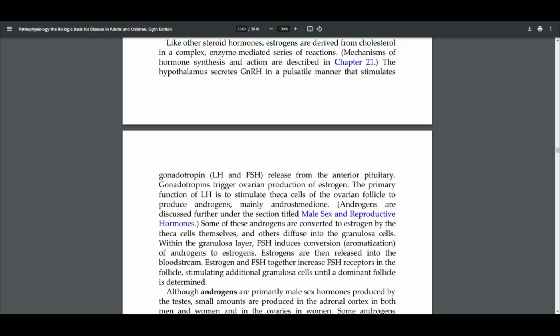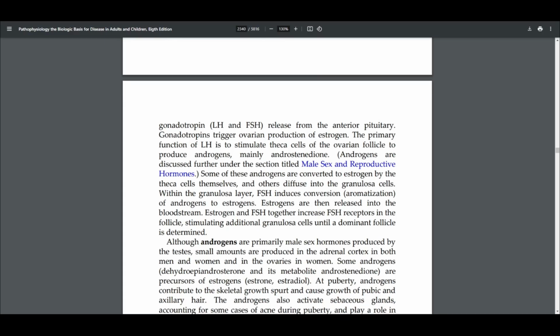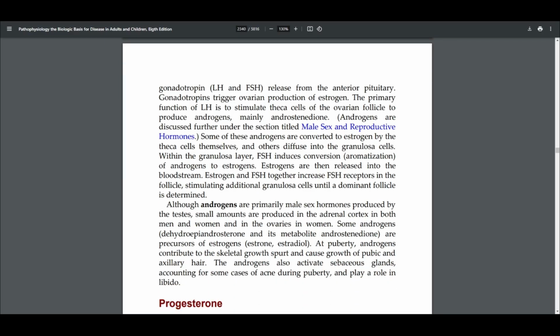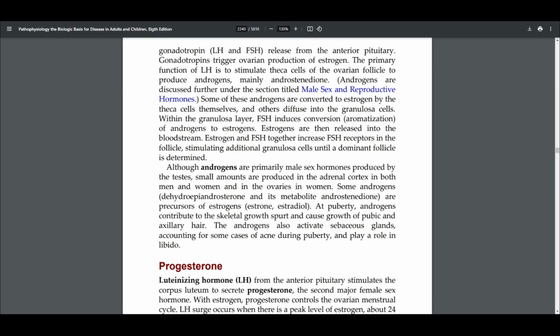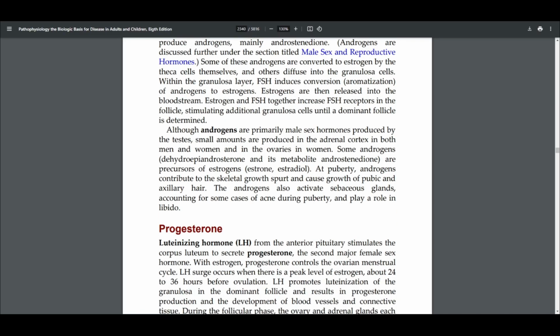Some of these androgens are converted to estrogen by the theca cells themselves, and others diffuse into granulosa cells. Within the granulosa layer, FSH induces conversion of androgens to estrogens. Estrogens are then released into the bloodstream. Estrogen and FSH together increase FSH receptors in the follicle, stimulating additional granulosa cells until a dominant follicle is determined.